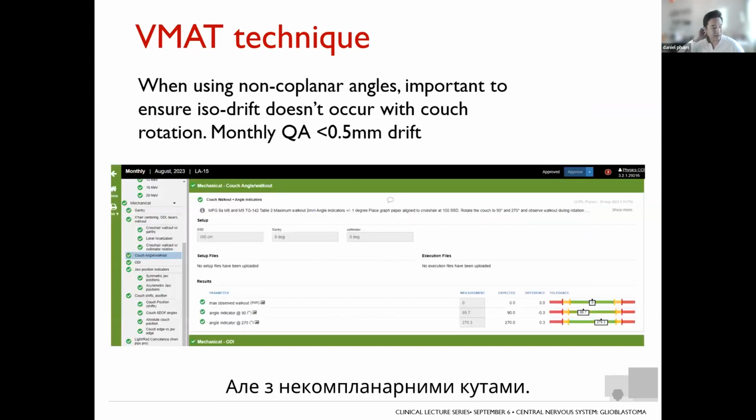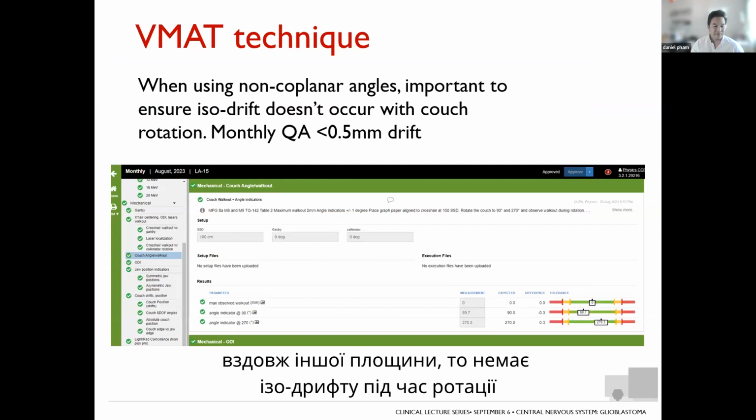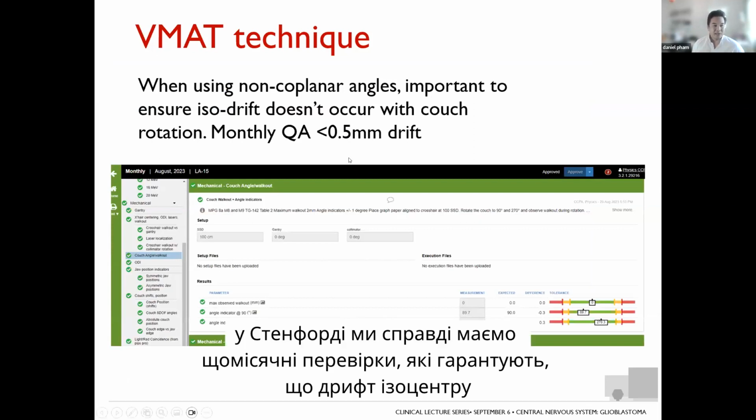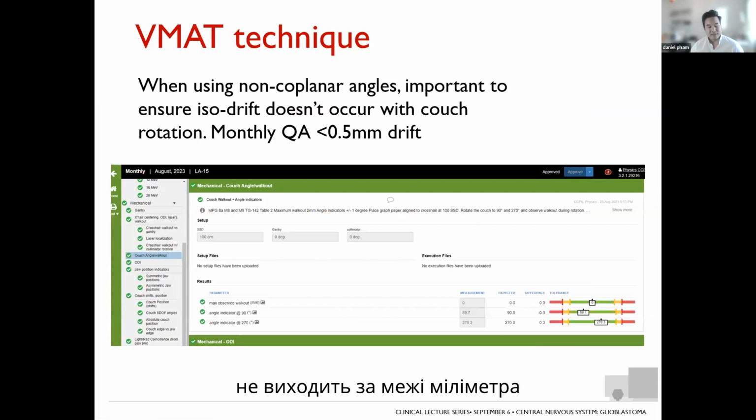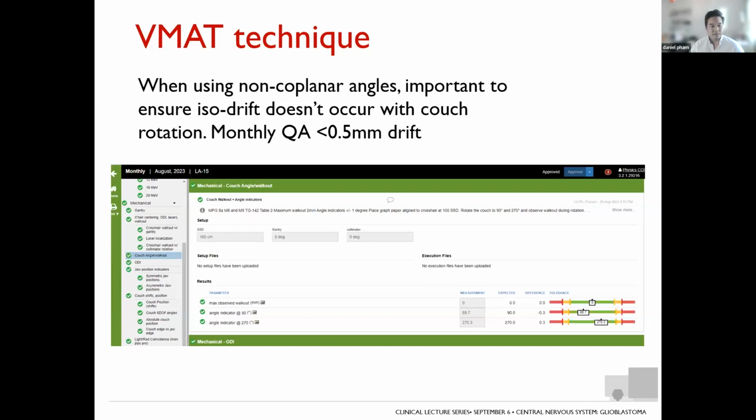With non-coplanar angles, though, we do ensure that there are monthly checks to make sure that with the couch rotating away along a different plane, there is no isocenter drift with the couch clearance. And here at Stanford, we have a pretty tight monthly QA that ensures that the isocenter drift, or walkout, doesn't go beyond a millimeter or so. So it's pretty tight. The isocenter comes up really well with non-coplanar angles.